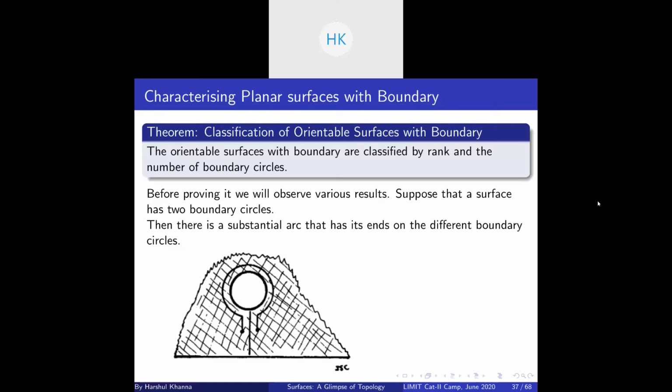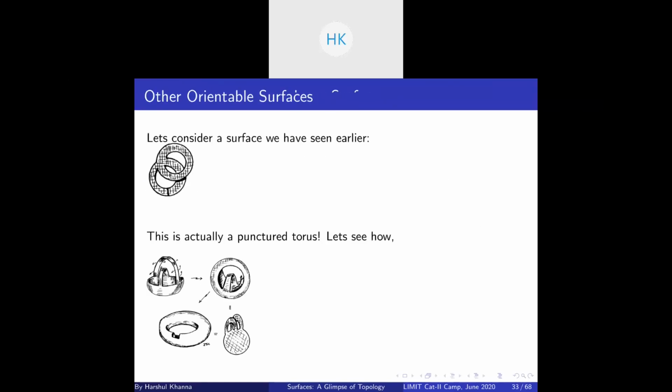But in the case of other surfaces, for example, if you observe this, this surface has only one boundary circle. Suppose I start following the boundary from here. This has only one boundary component. Does everyone see why? Yes, good.